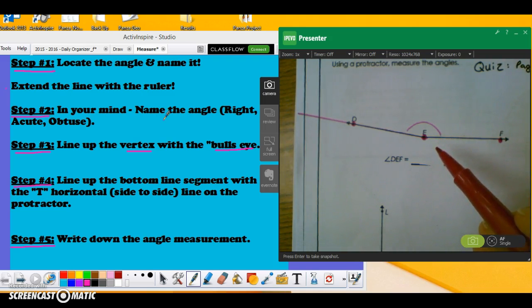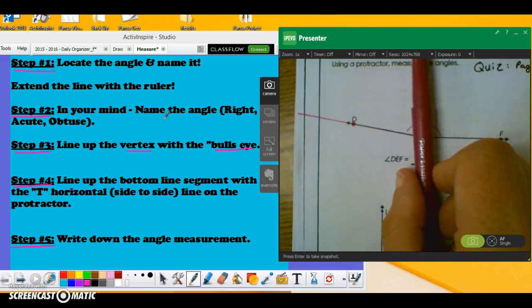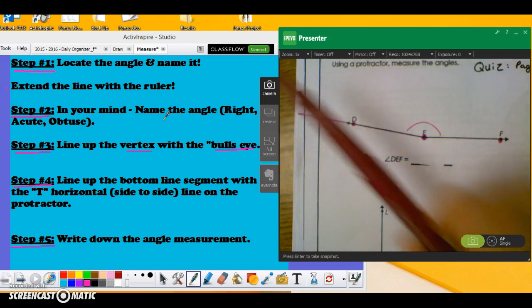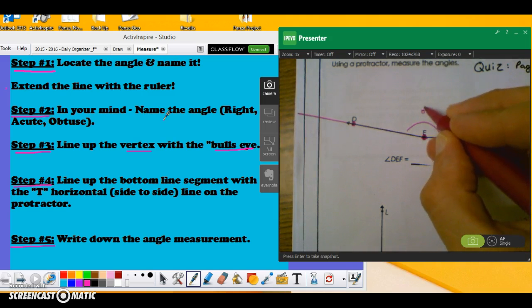Right angles are 90 degrees, acute angles are less than 90, and obtuse angles are larger than 90 degrees. Well, this angle, if a 90 degree angle would be perpendicular going straight up and down, is clearly larger than 90 degrees, which means this angle here, when I name it in my mind, is obtuse.